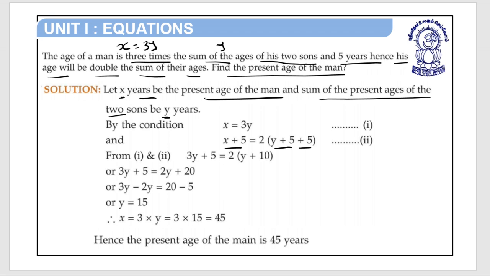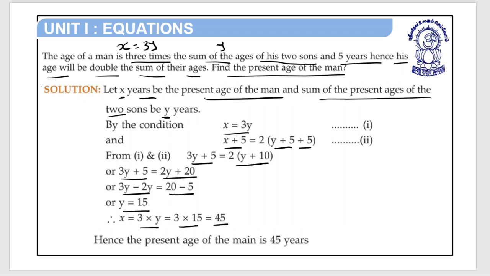Find the present age of the man. So, x is equal to 3y. Put the value of x into equation number 2. So, 3y plus 5 is equal to 2 into y plus 10. So, 3y plus 5 equals 2y plus 20. 3y minus 2y, y is equal to 20 minus 5, so 15. So, x is equal to 3y. Put the value 15, 3 into 15, 15 3s are 45.